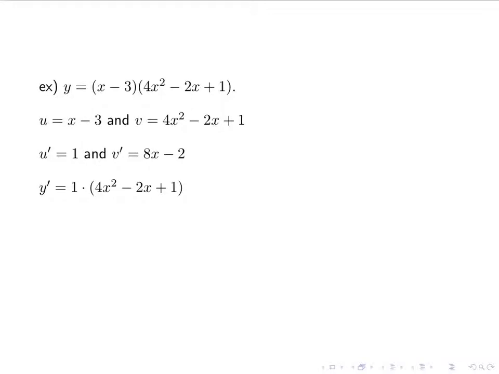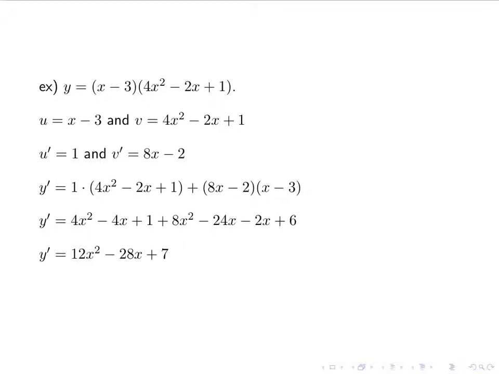So the first half is u prime times v plus v prime times u. And then we're going to simplify. So I don't need the 1 times anything, so I can just get rid of those parentheses. And then I'll FOIL out the 8x minus 2 times x minus 3. Then we will combine like terms and get 12x squared minus 28x plus 7.